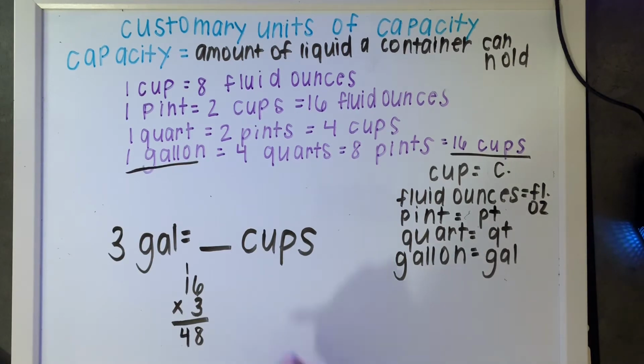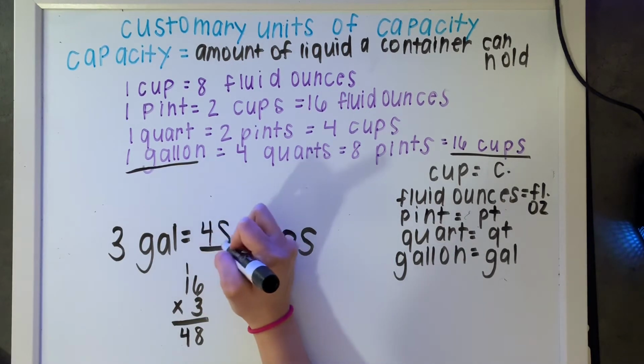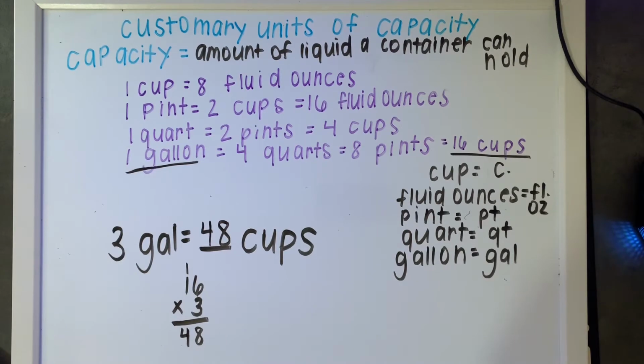Once I multiply, I got 48 cups. So I would know that 3 gallons is equal to 48 cups.